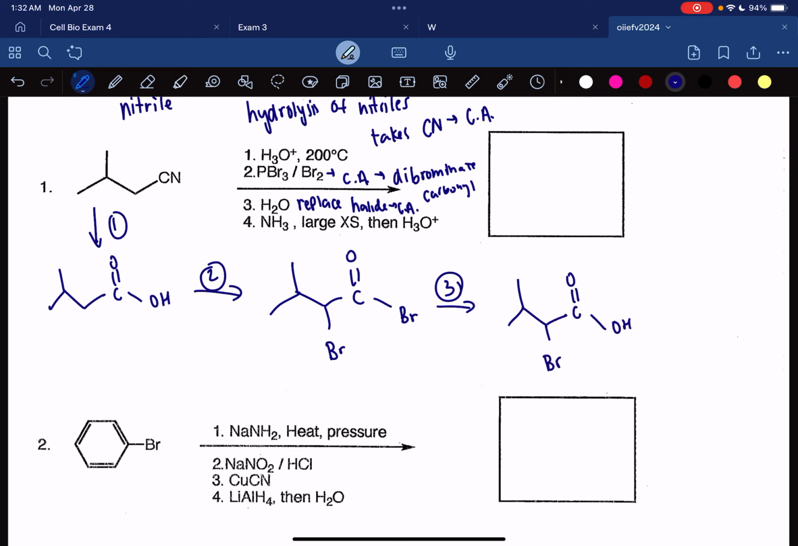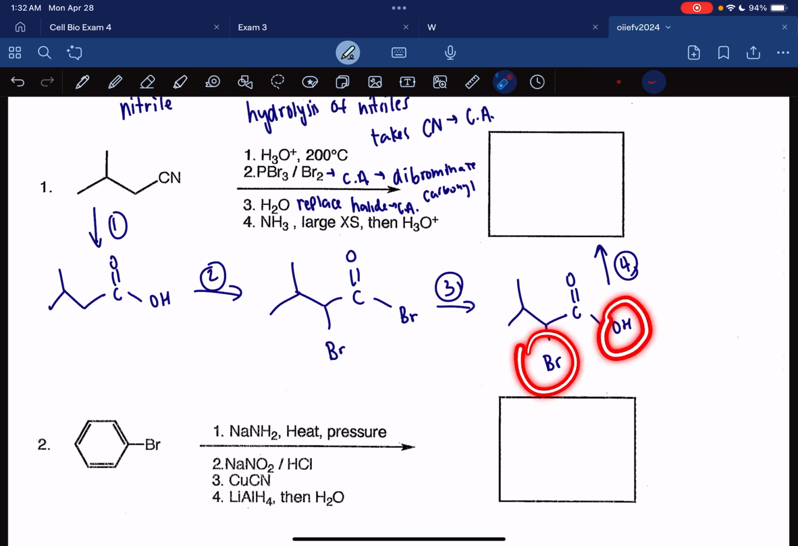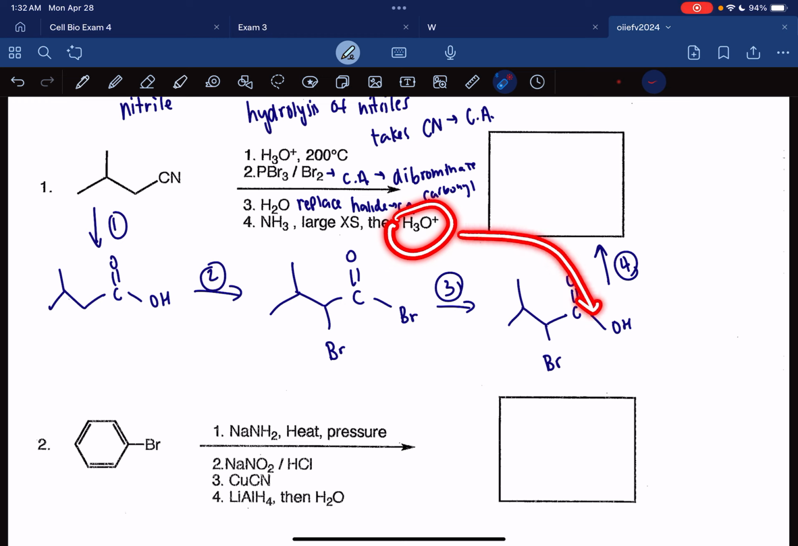And this bromine will stay here. And then in the last step, this is probably the trickiest one. So you see you have NH3 in a large excess. So you would imagine that would replace this and this. So the thing is, it will replace both of them, but the acid workup will take this back to OH.